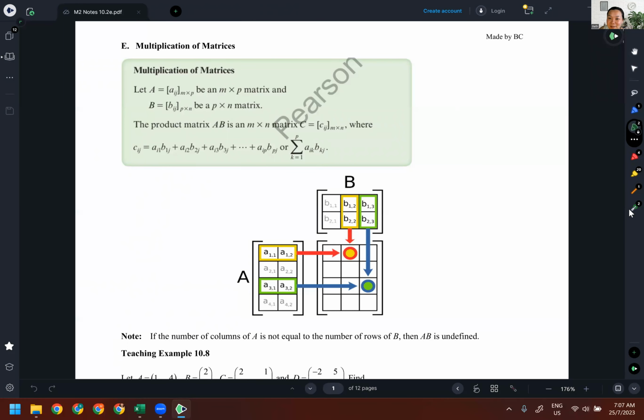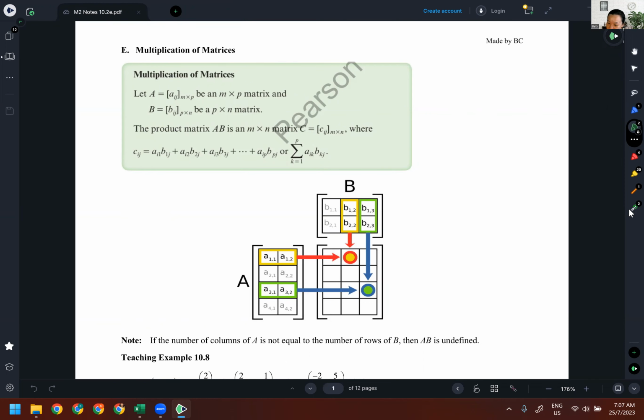The file can be downloaded in the Google Classroom. You can print it out. It's quite long today. This is for today's lesson. I think more than 10 pages, 12 pages.